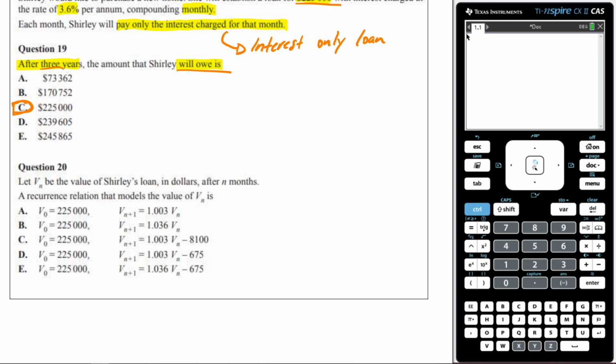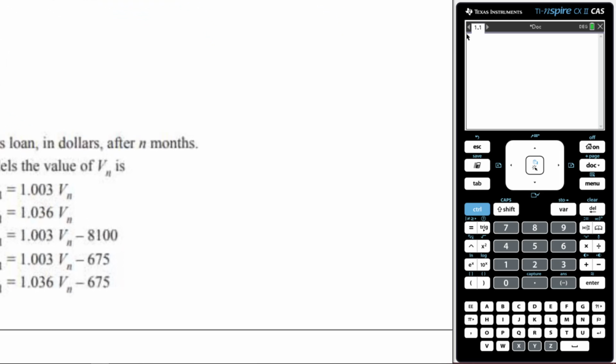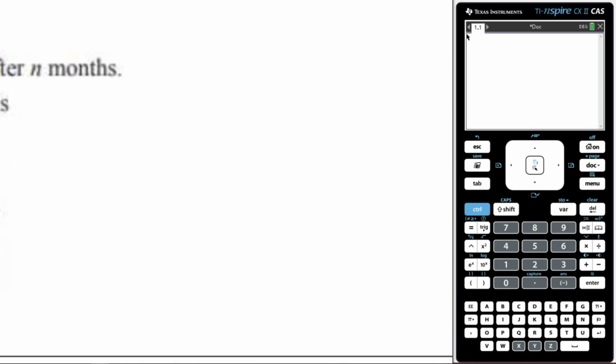Question 20. Let V of n be the value of Shirley's loan in dollars after n months. A recurrence relation that models the value of V of n is what? All right, so we're going to have to figure this out. Let's remind ourselves what it's going to look like. I'm not going to worry about V of 0. I'm just going to go V of n plus 1 is going to be the R value times V of n minus the D value.